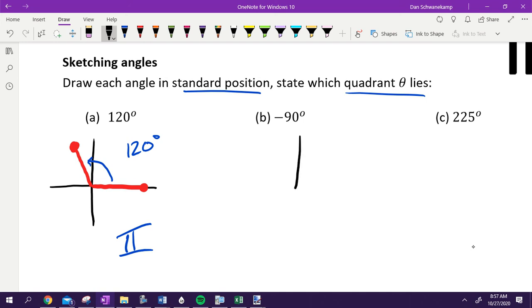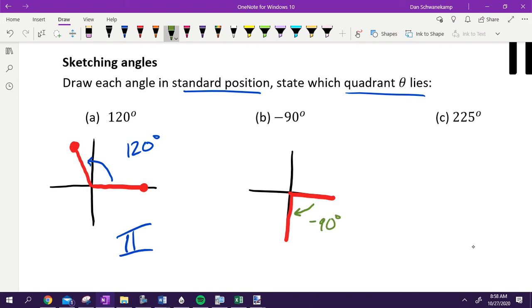Let's try and do number 2, negative 90 degrees. So negative 90 degrees, I'm starting right here. If I'm drawing negative 90 degrees, which quadrant am I going to end up in? Where are you going to end up? If I'm doing negative 90, I'm going to end up at the bottom. I'm not ending up in any quadrant. I'm going right there. That is a 90-degree angle. Because it's negative, it means I'm going down.